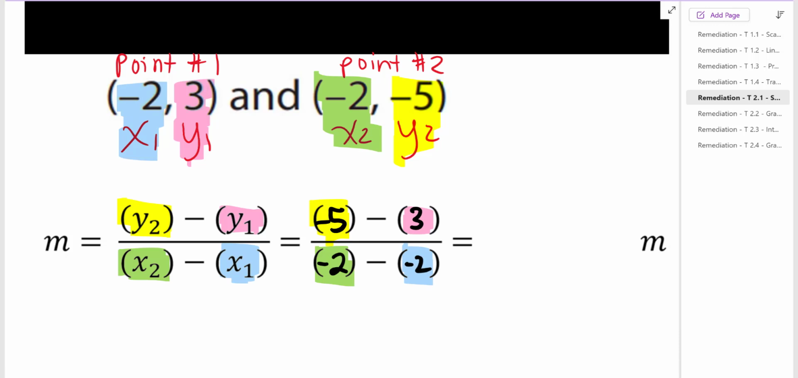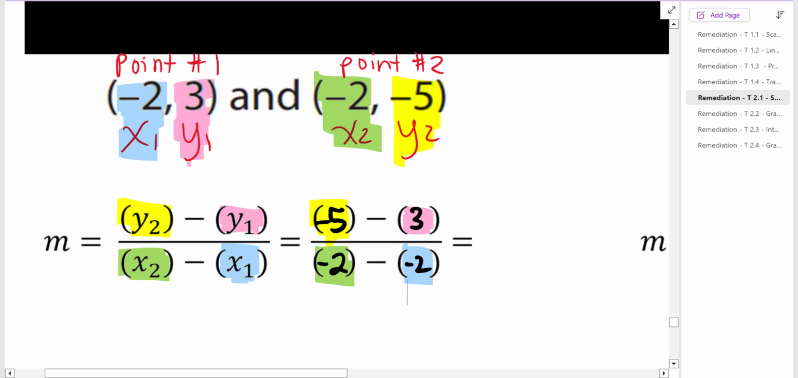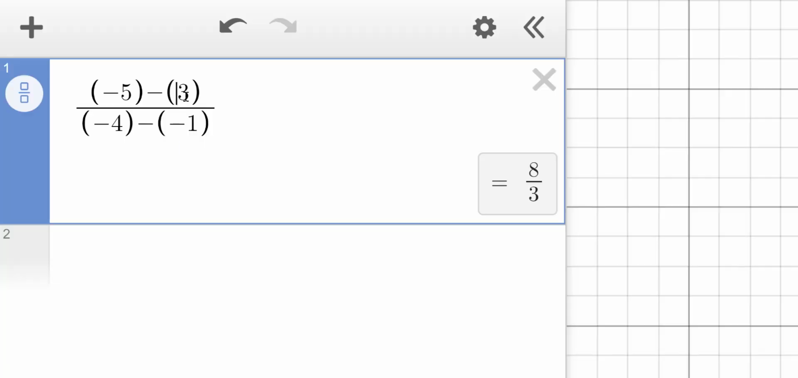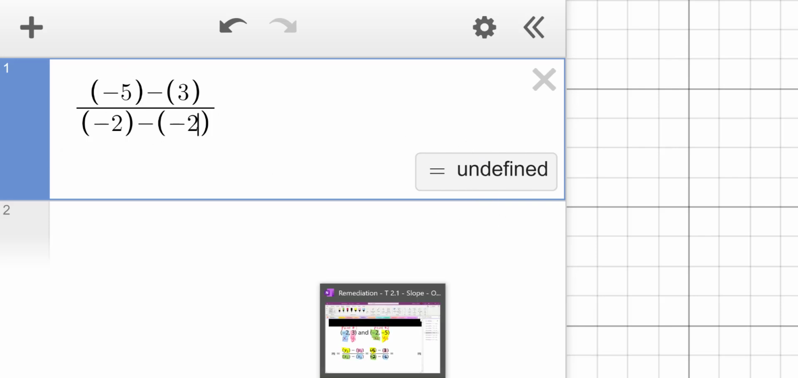Okay, now if we type this in Desmos, it's a special case. So si escribimos este en Desmos, es un caso especial. So we have -5, 3. So we're just going to change it. -5, -3. Oh, +3, sorry. Lo siento, es positivo 3. And then the next one is -2 and -2. And then see, the answer is undefined. So aquí, si escribes este y la computadora dice undefined, este está bien, ese significa la respuesta.